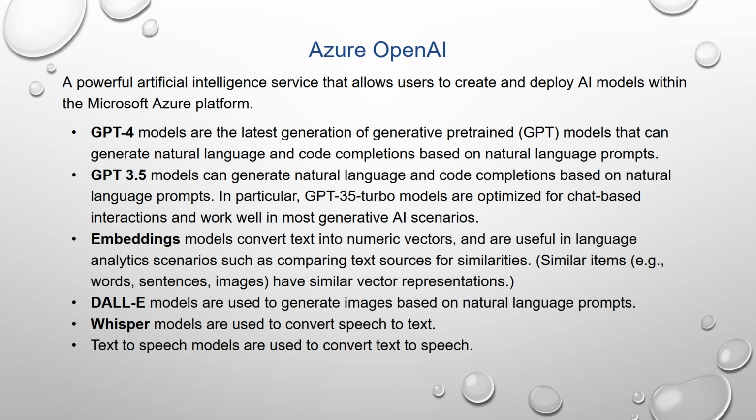Now there is DALL-E. DALL-E is to generate images from text. Then there is the Whisper model, which is used to convert speech to text. Then there are text-to-speech models, which are used to convert text to speech. So these are the models which you need to remember. The GPT model is for chat completions, code generation, natural language. Then embedding is for finding similarities or converting text into numeric vectors. DALL-E is for generating images. Whisper is to convert speech to text.